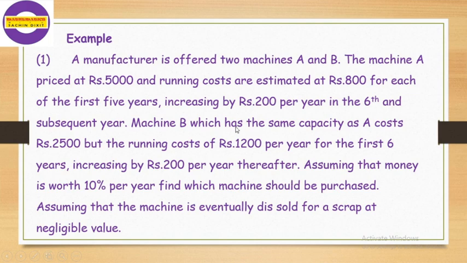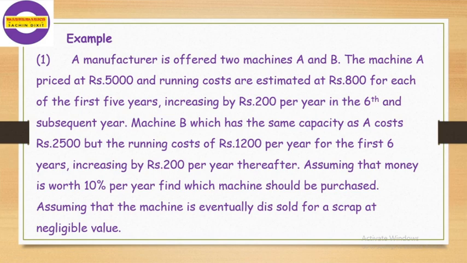These are the 2 machines, machine A and machine B. The cost price for machine A is 5,000 and the running cost is estimated at rupees 800 for the first 5 years, and after the 6th year it will increase by 200 per year. For machine B, the capacity is the same, but the cost of the machine is rupees 2,500 and running costs are rupees 1,200 per year for the first 6 years and then increase by rupees 200 per year.